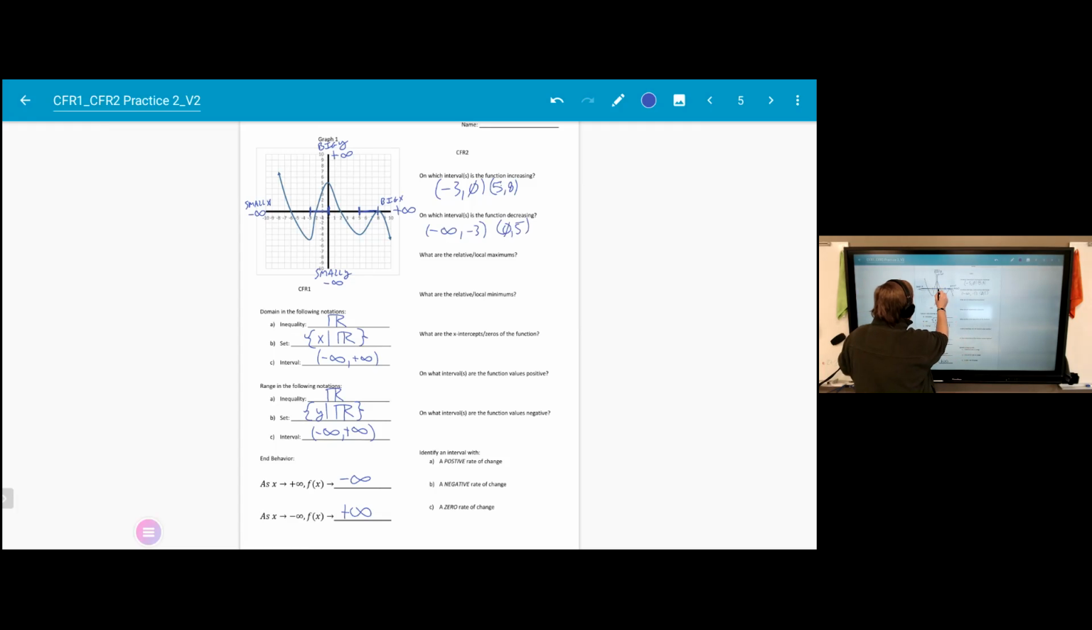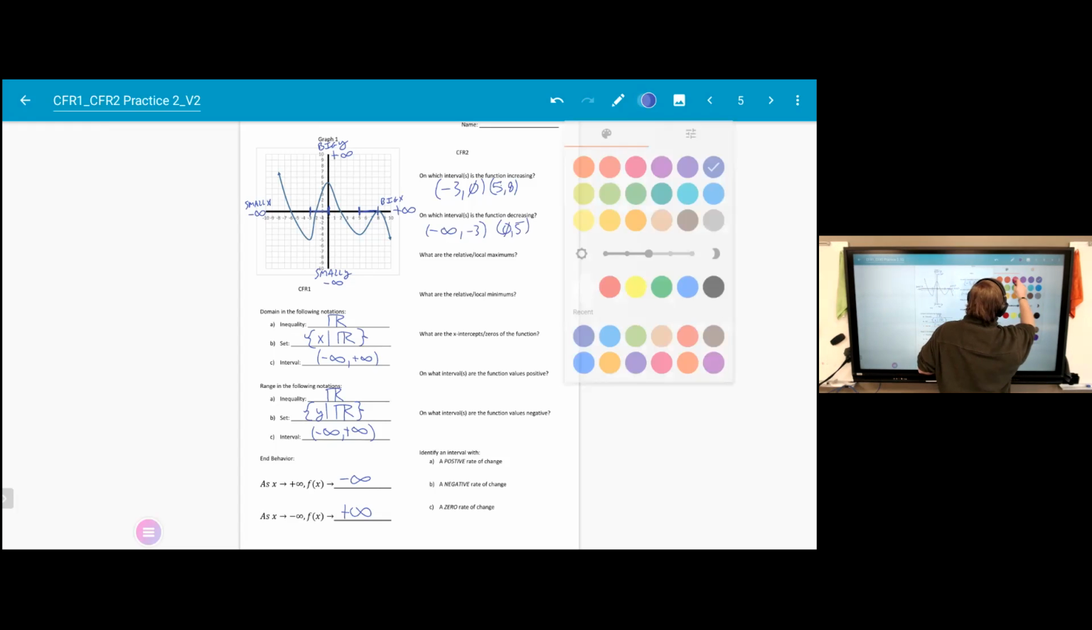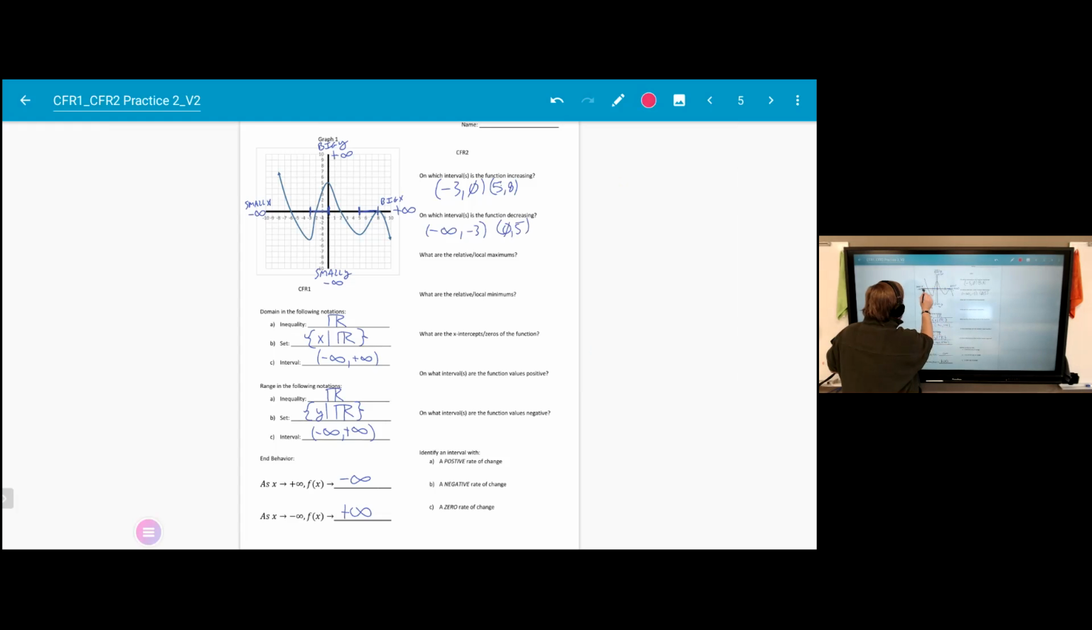So between here and here, well, I mean, grab a different color here. So between here and here, it's going down. Between here and here, it's going down. And from here on in x, it's also going down. So it's going down from -infinity to -3, and from 0 to 5.